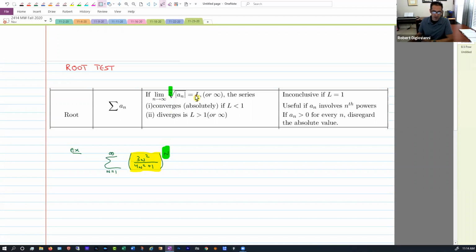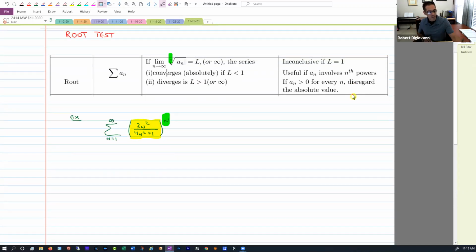And it's just like the ratio test. If you get an answer that's less than 1, you have convergence. If it's greater than 1 or infinity, you have divergence. And if it's 1, you're inconclusive. So let's just run this root test on this problem.